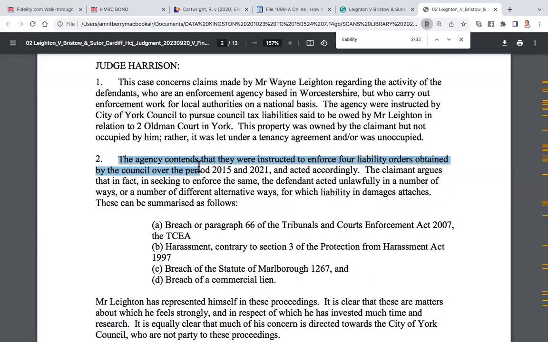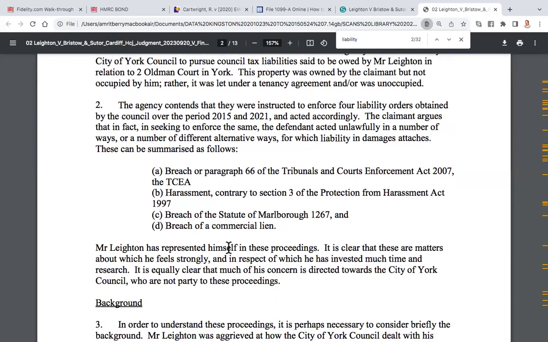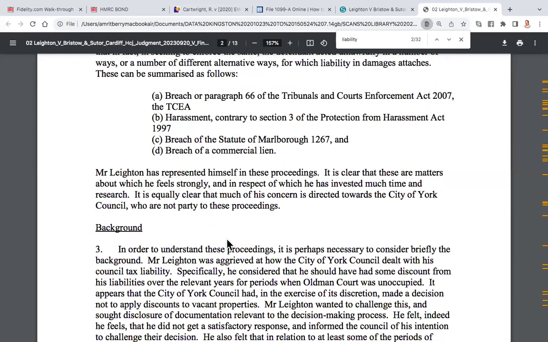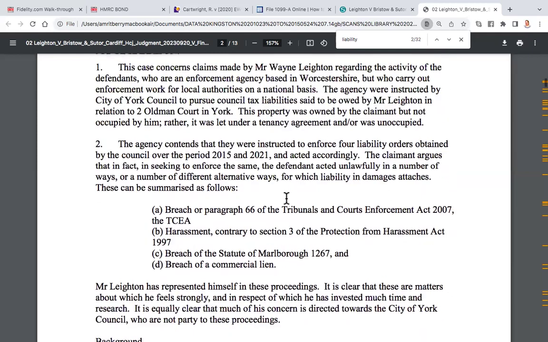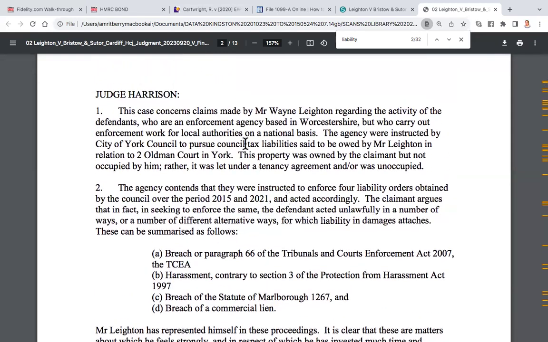The bailiff agency contends that they were instructed to enforce 4 liability orders and acted accordingly. The claimant argues that the defendant acted unlawfully in a number of ways: breach of Article 66 of the Tribunals and Court Enforcement Act, harassment, breach of the Statute of Marlborough, and breach of a commercial lien. But the only thing that matters is that they were denied the right of appeal. So it's more of a jurisdiction matter that the bailiffs were coming around with these.